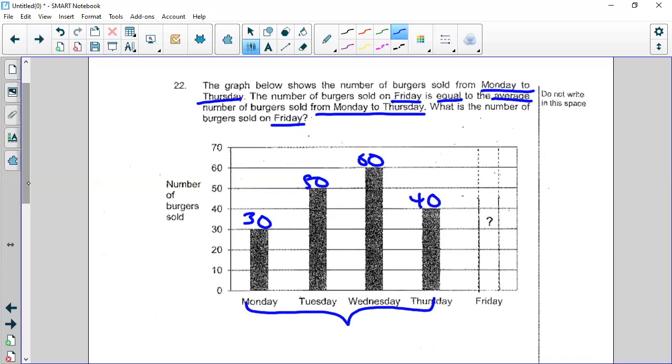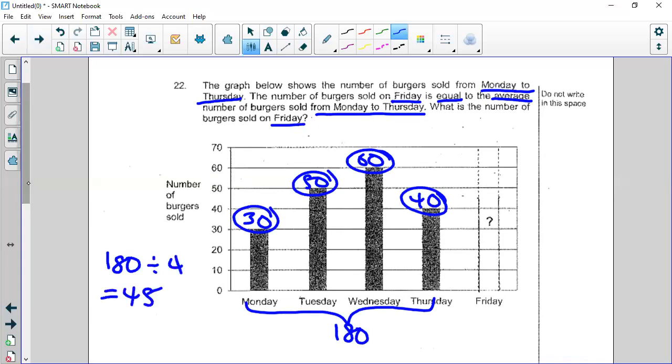So what's the total? You take 30 plus 50 plus 60 plus 40, and the total is 180. So this part, take note. To get the average, you must have the total first. Then you take the total and divide. If you never divide, you did not get the average. So you will get 45. So Friday is equal to the average, so where is 45? 45 is somewhere here. Use your ruler to find the top of the bar. Then draw the bar, put the number on top and do some light shading.